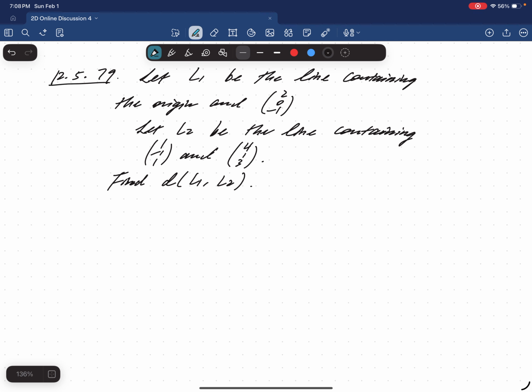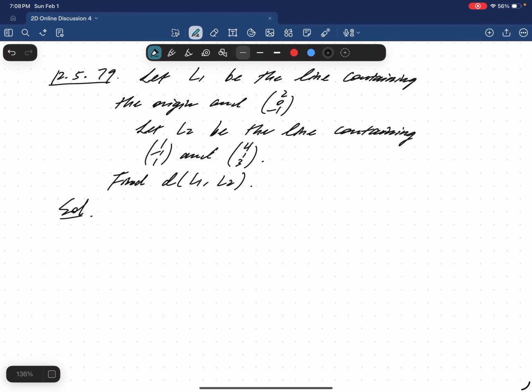Great, so what's the idea here? First of all, I want to see if these two lines intersect. If these two lines intersect, then my distance is automatically just 0. And notice that I can first solve for the direction vectors of L1 and L2.